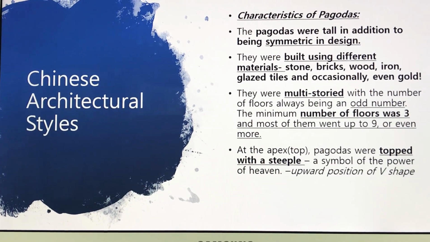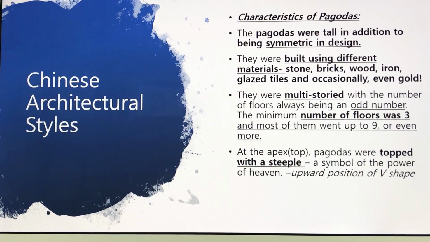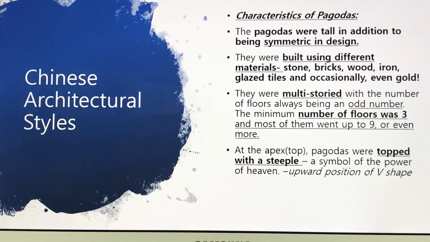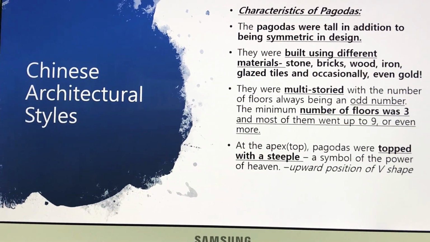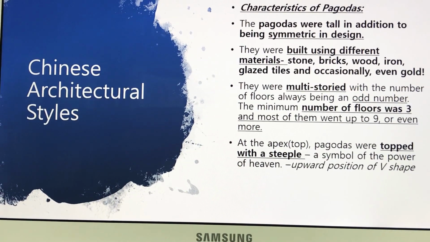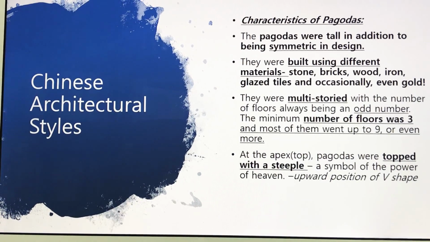Make sure that all the buildings have an odd number of roof layers. The minimum number of floors is 3, up to 5, 9, 11, or even more. Those are the important things you should remember.